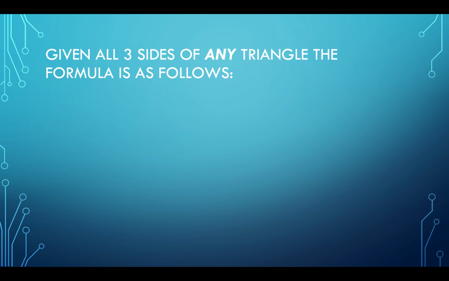So, Heron's formula is basically as follows. We're going to have three sides of any triangle. The formula is as follows. Area is equal to the square root of s times s minus a times s minus b times s minus c.